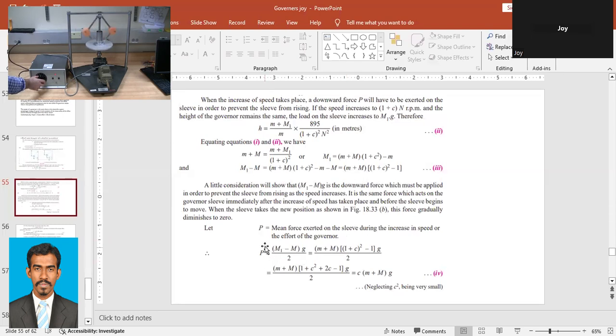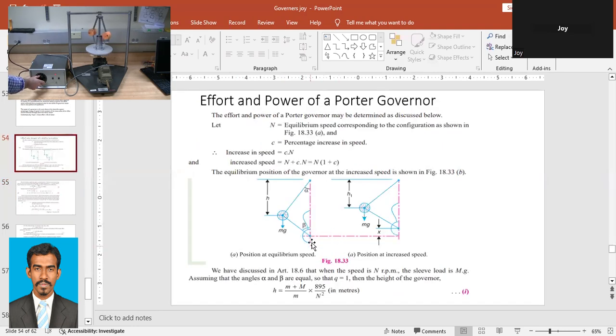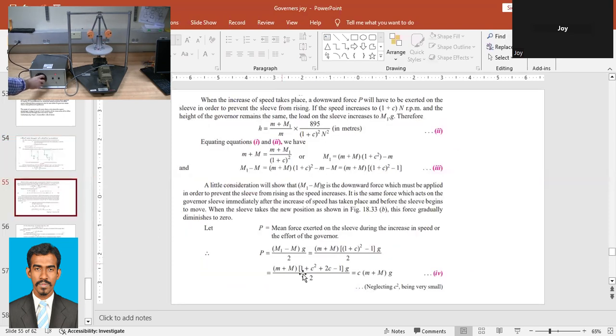Okay. So P can be written as M1 minus M by 2 into g. Why is that? M1 minus M into g. This term is the force which is needed to prevent the sleeve from moving up. Okay, capital M1 minus M into g. Why am I doing this 2? Because we usually do calculation for only half the part. So this is the right half of this figure, so only half part we are doing. There's another half which we usually don't consider, right? So the equation of it: M1 minus M into g by 2.